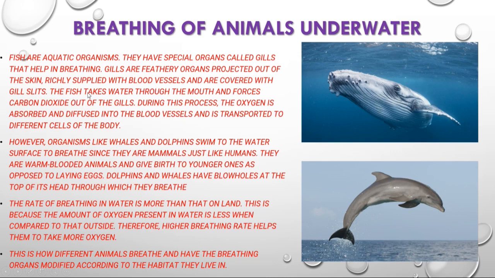Now in the reproduction process in fish, they lay eggs from which thousands of tiny fishes take birth. But whales and dolphins give birth to the younger ones, and they are warm-blooded animals. And dolphins and whales have blowholes. They have blowholes on them.